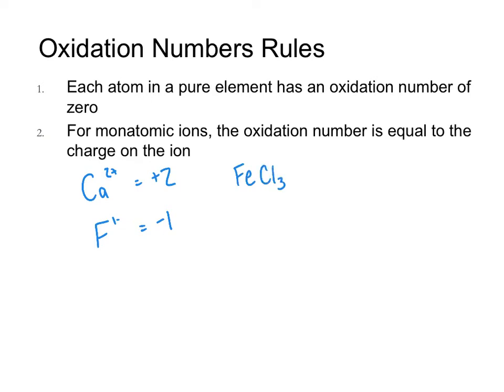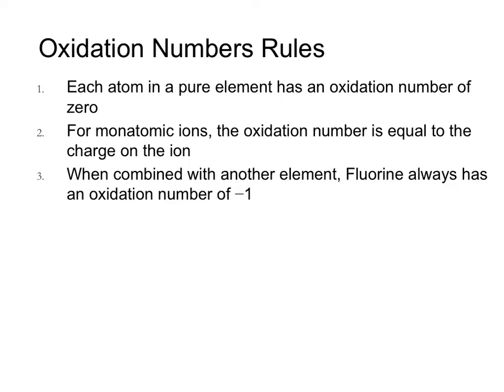If we have the compound iron(III) chloride, then we can see that the iron is going to have a +3 charge and therefore an oxidation number of +3, while the chloride ion will have a charge of -1 and therefore an oxidation number of -1. And so again, for any monatomic ion, the oxidation number will simply be equal to whatever charge is on that ion. Fluorine is going to be fairly simple for us to figure out. Anytime that fluorine is combined with another element, it will always have an oxidation number of -1.